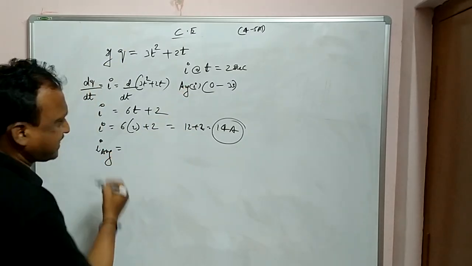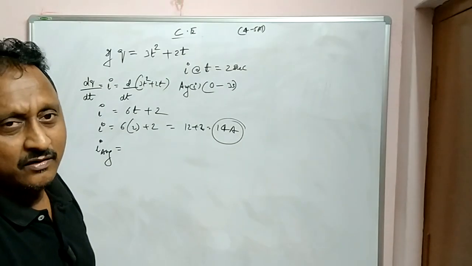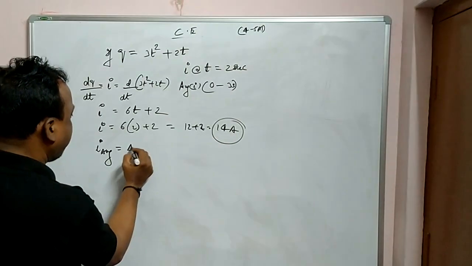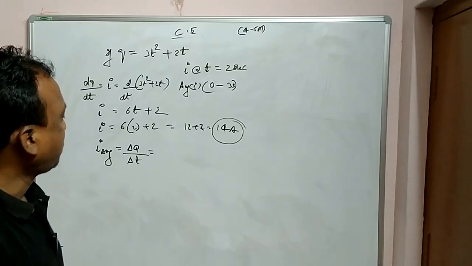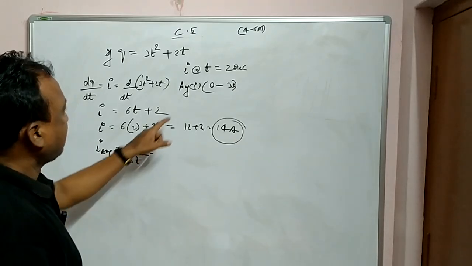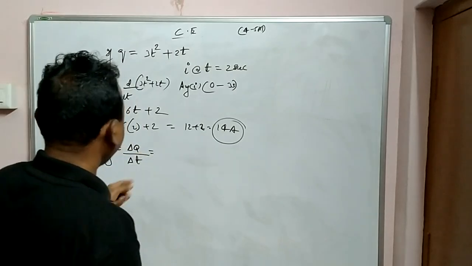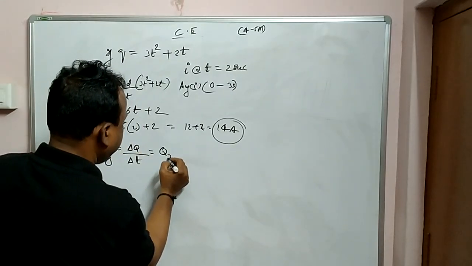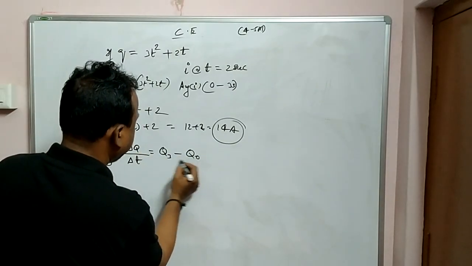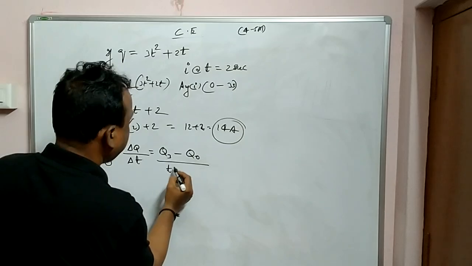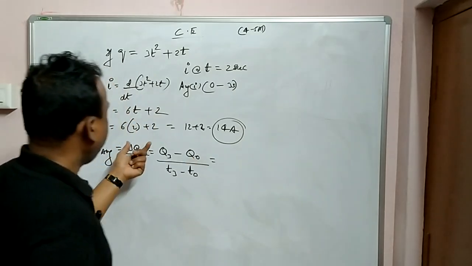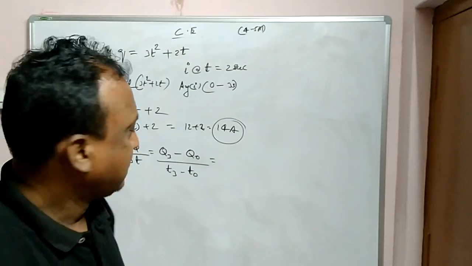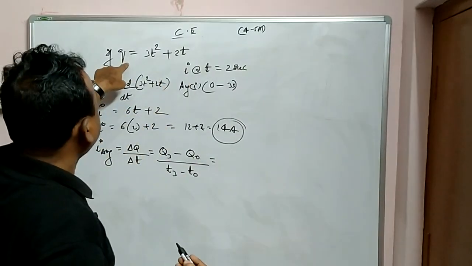How will you get the average current? That is delta q by delta t. That means, since it is 0 to 3 seconds, it is the charge at 3 seconds minus the charge at 0 seconds, by time t3 minus t0. Delta q by delta t. So charge at 3 seconds, put it here.